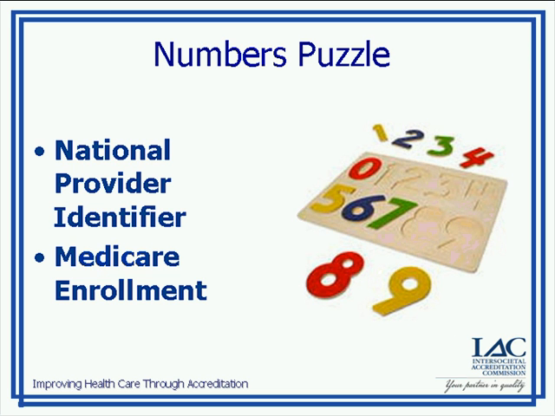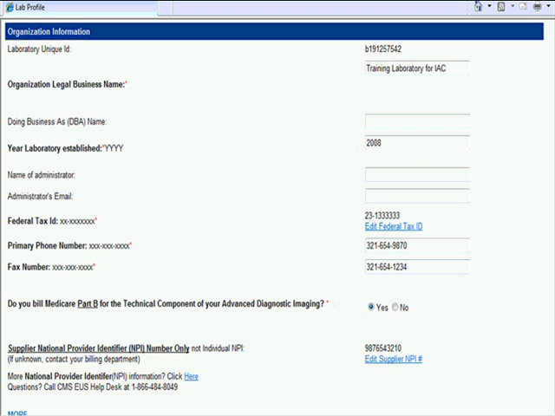So if you're wondering where you'll actually put this on the application, you'll notice that there's a question on the very first screen that says, do you bill Medicare Part B for the technical component of the advanced diagnostic imaging? You need to answer that question yes, and then you'll have the ability to enter your facility's national provider identifier number. You will only get that if you answer yes to the question above. So just make sure that we've got those numbers. And if you're not sure what your national provider identifier number is, there's a link right in the application where you can go straight to the CMS website and learn more.